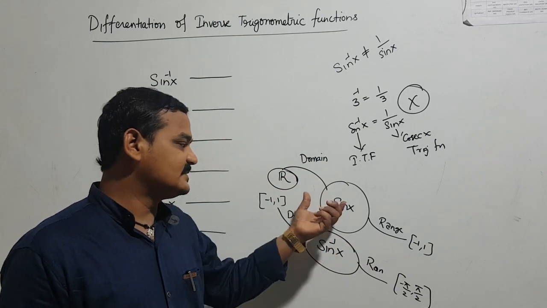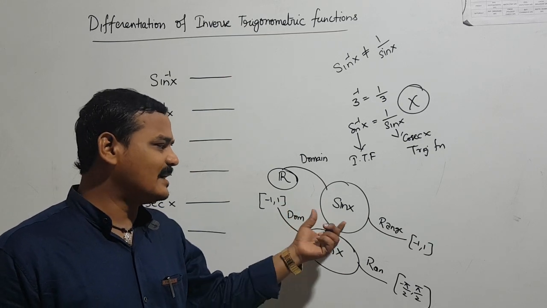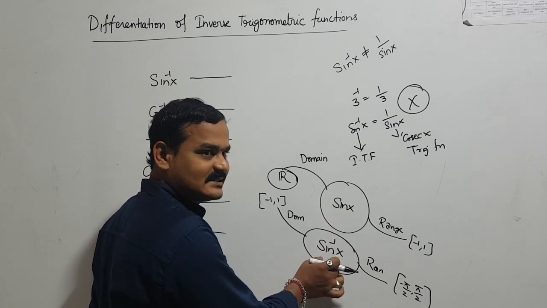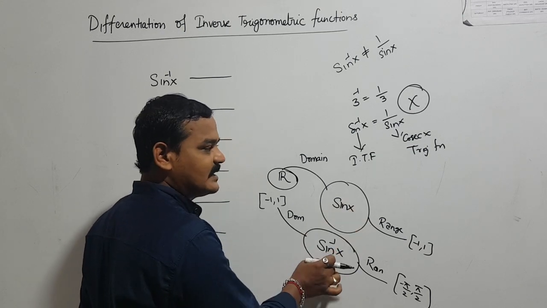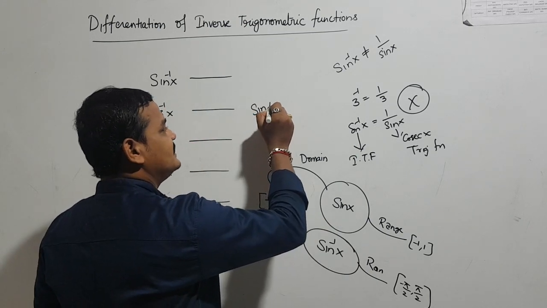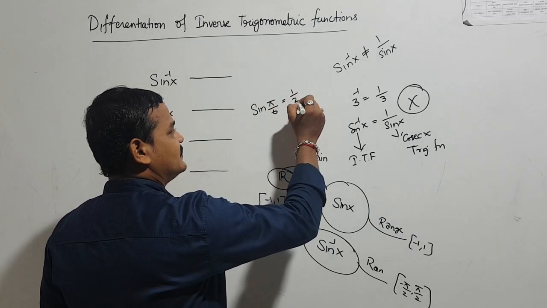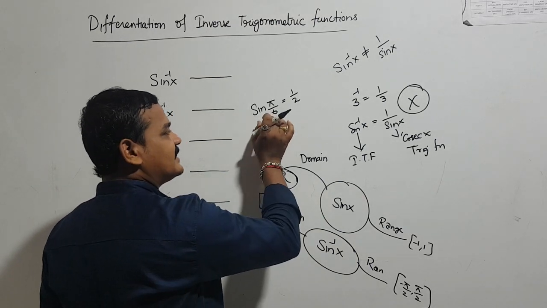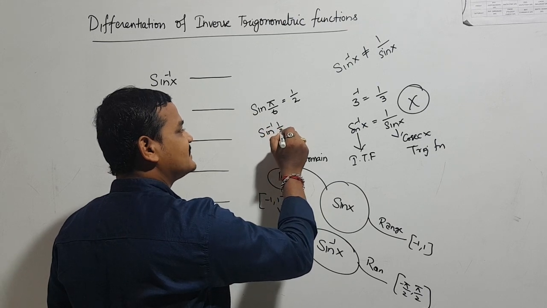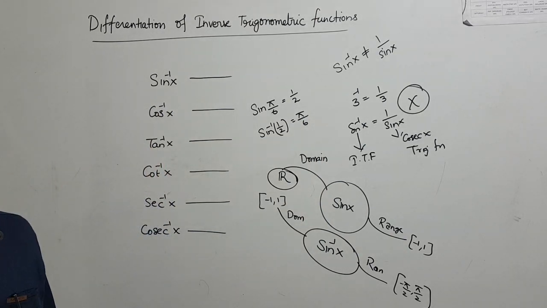Here I am observing the difference between sin x and sin inverse x, just giving a brief, small introduction. Sin x is the trigonometric function. Sin inverse x is the inverse trigonometric function. Both are never equal. See, sin of pi by 6, that is sin 30, is equal to 1 by 2. That means the trigonometric value of 30 degrees is 1 by 2. So it implies sin inverse of 1 by 2 is equal to pi by 6.